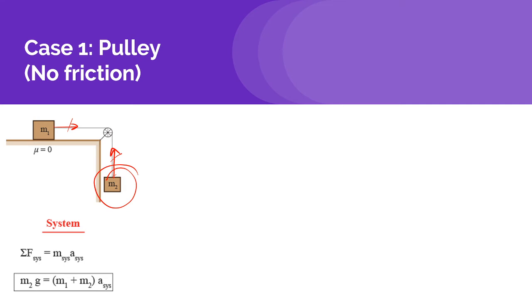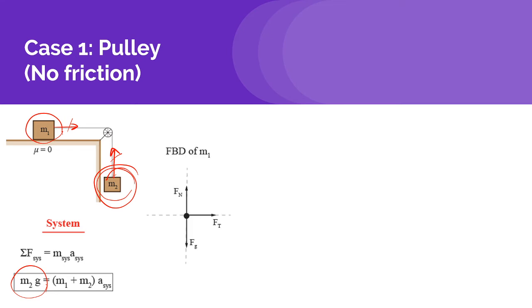So the net force that is getting the system to move is the gravitational force acting on the second object. So m2g is the net force on the system, and this force is moving m1 and m2 together. So it equals the mass of the system, m1 plus m2, times the acceleration of the system.